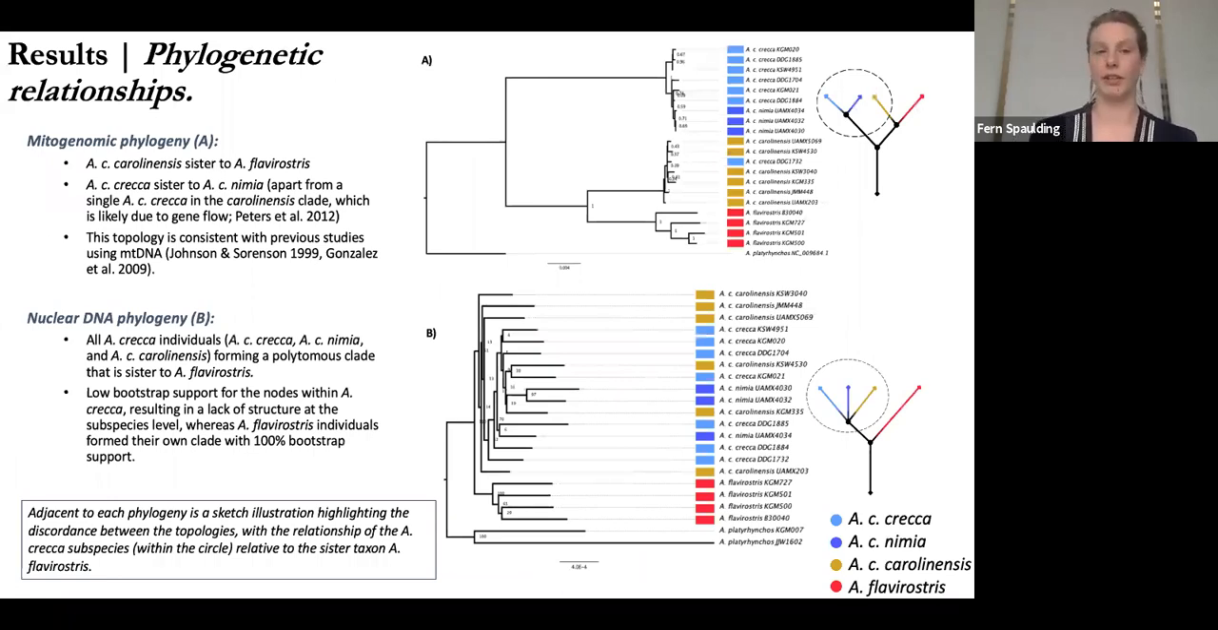Our mitogenomic phylogeny, shown in this upper panel, A, we found that the North American green-winged teal, shown in gold, is sister to that of the South American yellow-billed teal, shown in red, to form a clade here. Likewise, the Eurasian common teal, shown in light blue, forms a clade with the Aleutian green-winged teal, shown in dark blue, which is up here.